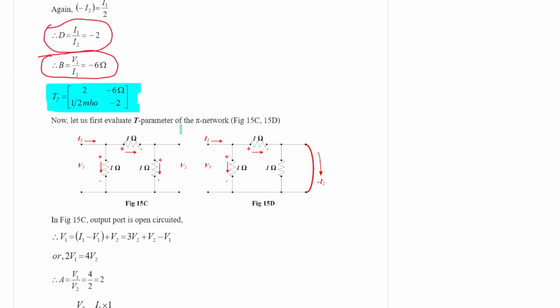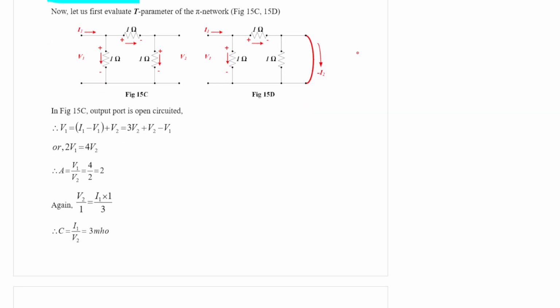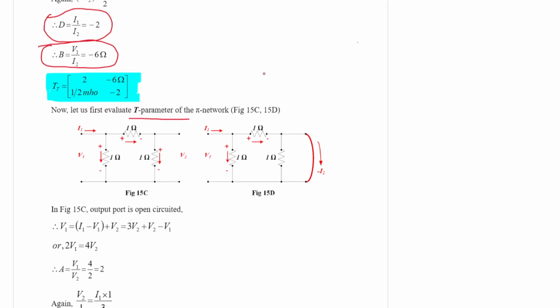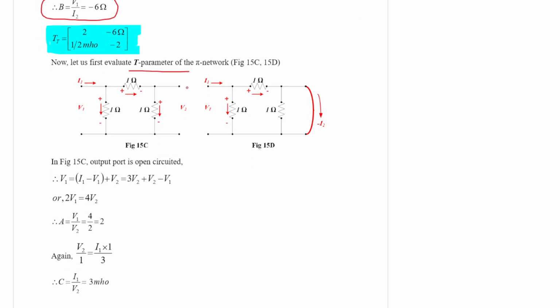Now let us consider the pi network. We will follow the same process. First we are open circuiting the output, so we have V2, but I2 is 0. So what is the current flowing through the 1 ohm resistance? It should be V1, because V1 by 1.